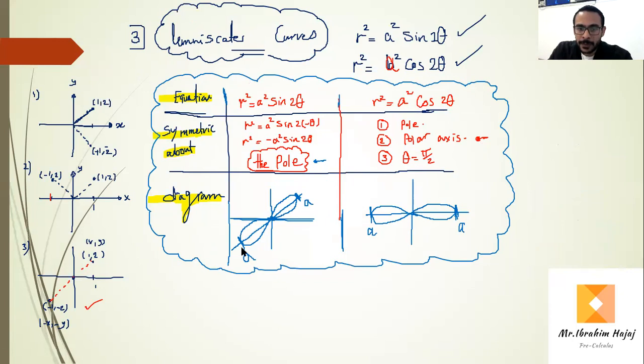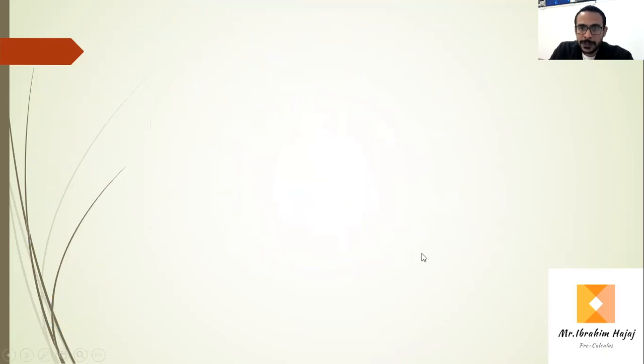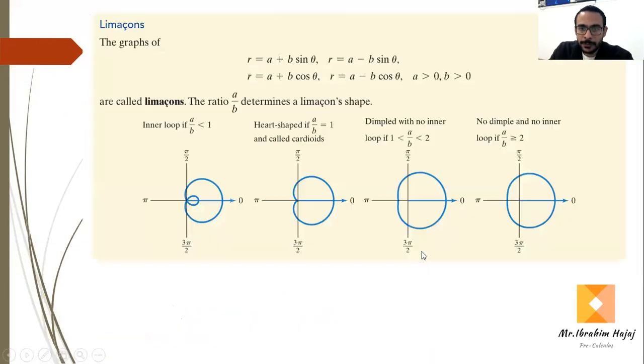When it's a sine, it's symmetric about the pole, like the line y equals x passing through the center, 0, 0 or the pole, and the distance is a only. When it's a cosine, it looks like infinity and is symmetric about the pole, the polar axis, and the y-axis, or the line theta equals pi over 2. So let's move quickly to our question.